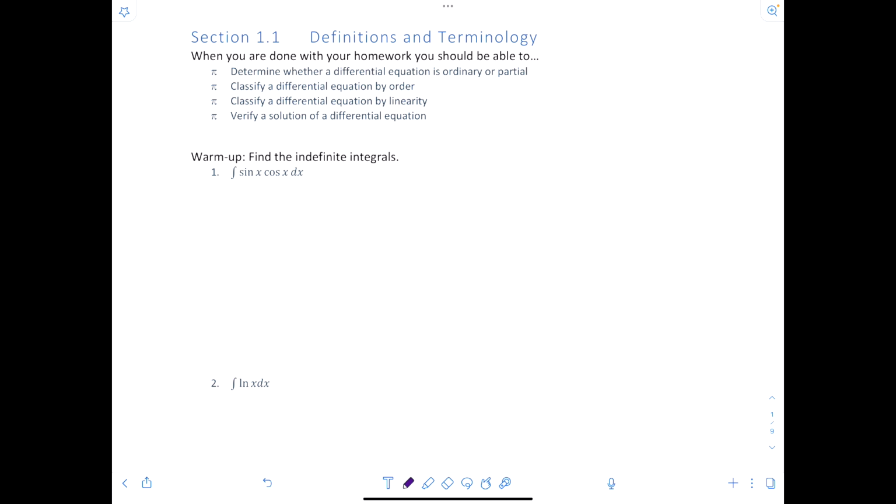I am basing this guided notebook off of the Zill 11th edition text, and we'll go ahead and get started by looking at definitions and terminology. So at the end of the day, we want to be able to determine whether a differential equation is ordinary or partial, classify a differential equation by order, linearity, and verify a solution of a differential equation.